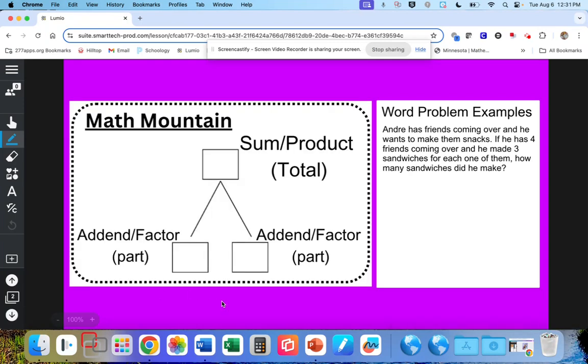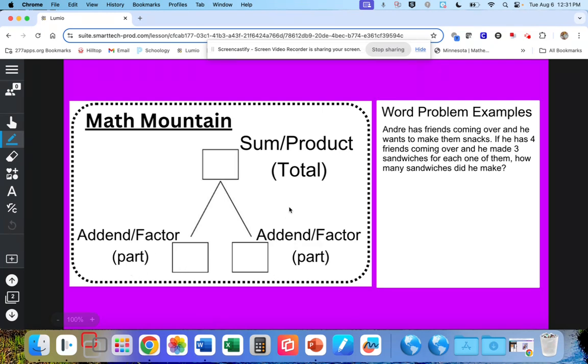All right, the first thing to remember are math mountains. Math mountains is a method that you were taught in younger elementary years to help you understand how to put together word problems. Keeping in mind that the top is always the sum or the product, the total of a number, whether you're adding, multiplying, dividing, subtracting.